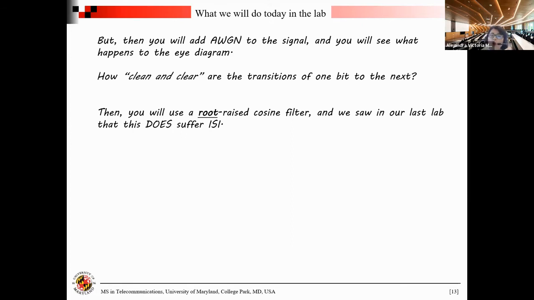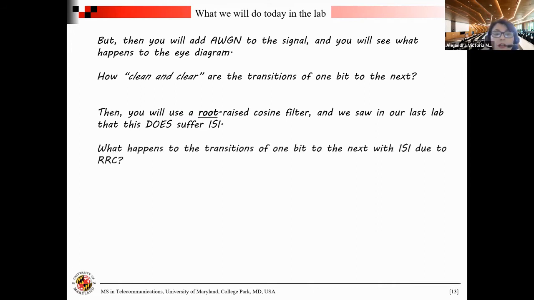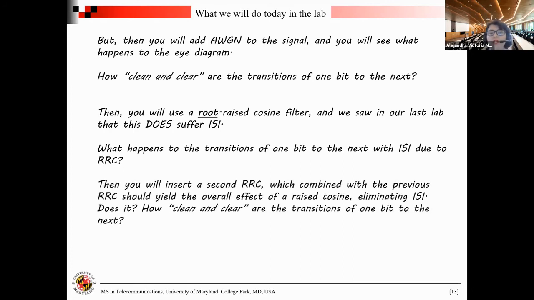You know from last time when we talked about this that it does incur intersymbol interference. And I'm going to ask, well, what happens to the transitions from one bit to the next due to the root raised cosine? Then you're going to insert a second root raised cosine. Again, this one was pre-programmed by me, and it's in the GRC file that I sent you. And it has like 200 taps also with a root raised cosine FIR filter.